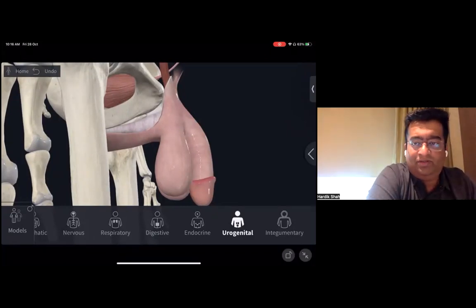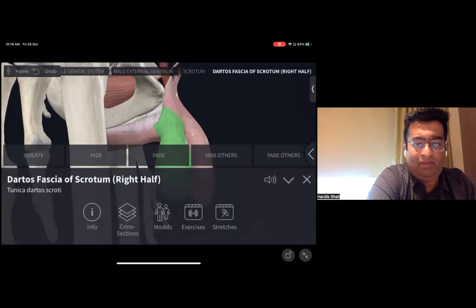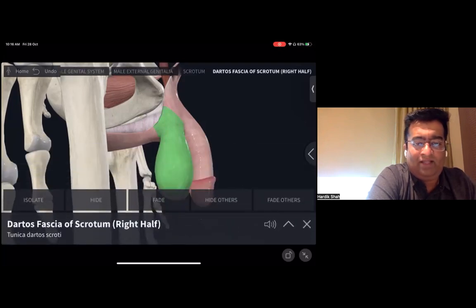As far as the position of the testes is concerned, they lie in the extra-abdominal cavity, or outside the abdominal cavity, in a pouch of skin that is called the scrotum. You can see the scrotum is highlighted on your screen right now, everyone. The scrotum is a pouch of skin which contains the testes.